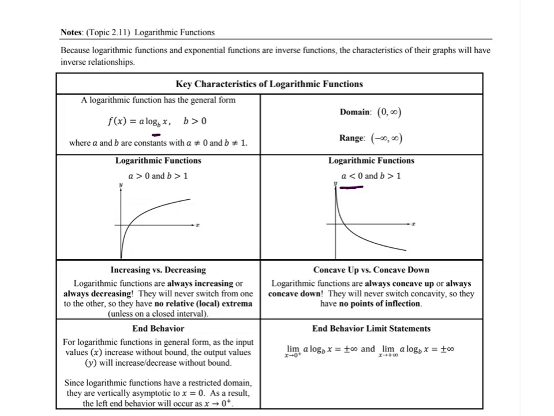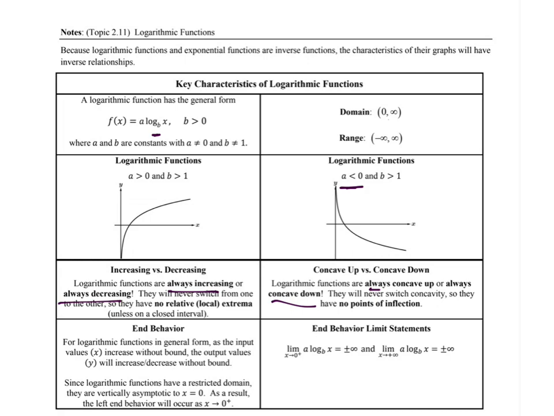All right, so here are some things that we want to look at. Logarithmic functions are always either increasing or always decreasing. They're just like exponential functions. There are no extrema that are going to make that change. And then they're always concave up or they're always concave down. There are no points of inflection along the way that will change that either.